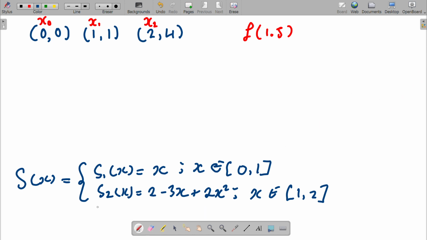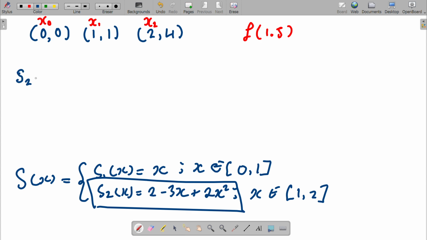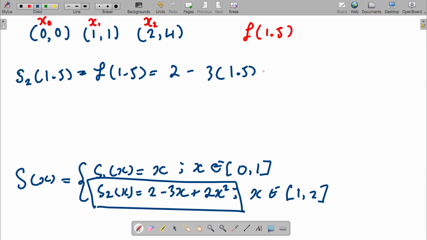It's actually this one that is going to give us the correct approximation. Remember, we're talking about quadratic splines here. So for us to evaluate f of 1.5, we're just going to say S sub 2 of 1.5 is the same as f of 1.5, which is equal to, just substitute, you have 2 minus 3 times 1.5, then plus 2 times 1.5 squared.